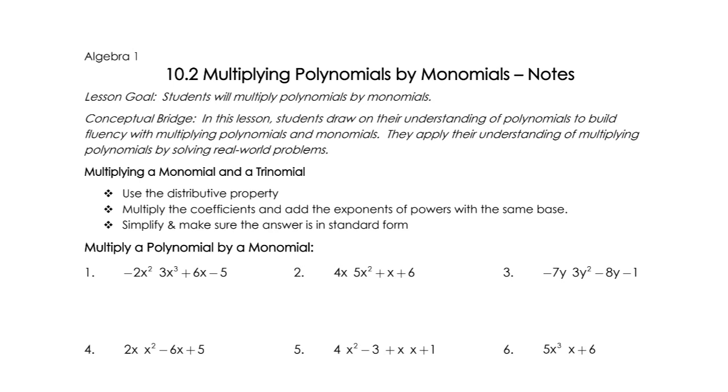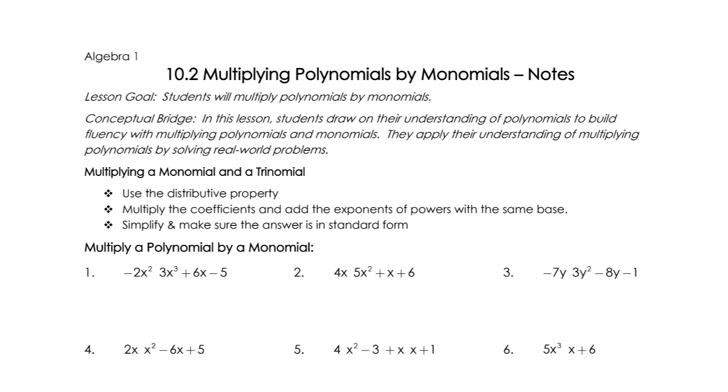For this video, we will be talking about section 10.2, which is multiplying polynomials by monomials. So when we have multiplying a monomial and a trinomial, we use the distributive property. You multiply the coefficients and you add the exponents of powers with the same base. So remember from our exponents chapter, when we have multiplication, we add the exponents.